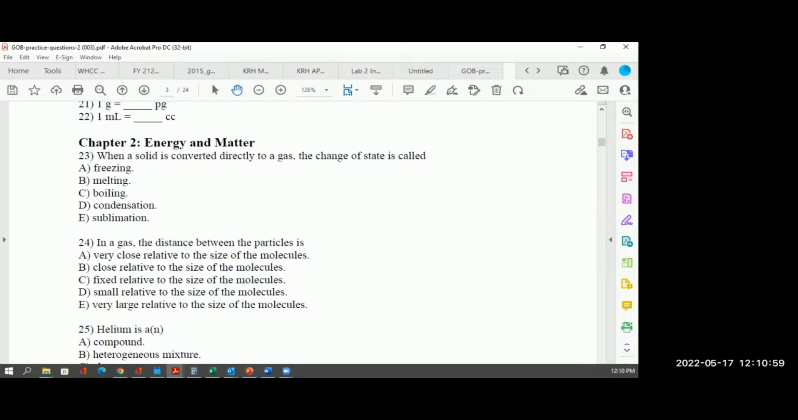Yes. Good. Okay, so let's start off with question number 23. When a solid is converted directly to a gas, the change of state is called: A, freezing; B, melting; C, boiling; D, condensation. So we're going from a solid to a gas, directly from a solid to a gas. If we're going from a solid to a gas, that's condensation? No, sorry.